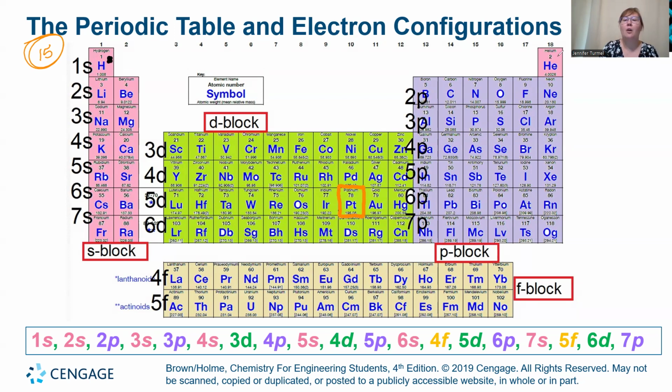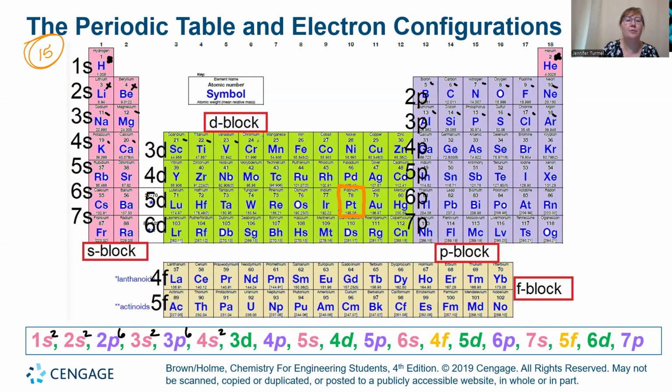So here we have 1s2 right there. Okay, and then we have 2s2 right there. And we have 2p6. I'm just going to put a little mark as I count them off. 3s2, 3p6, and notice how I'm going all the way up to find platinum. Okay, 4s2.